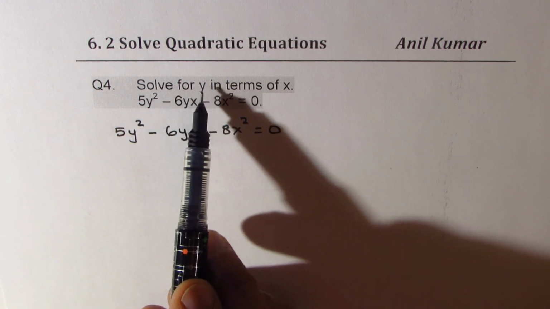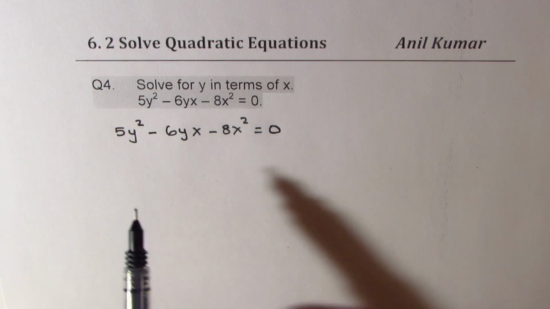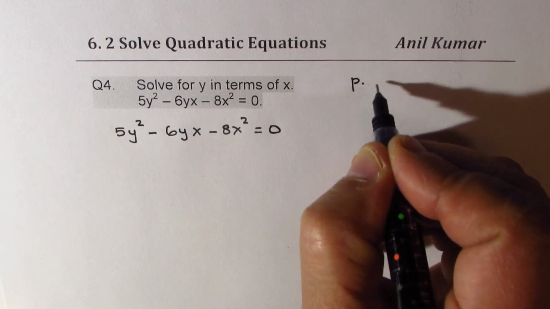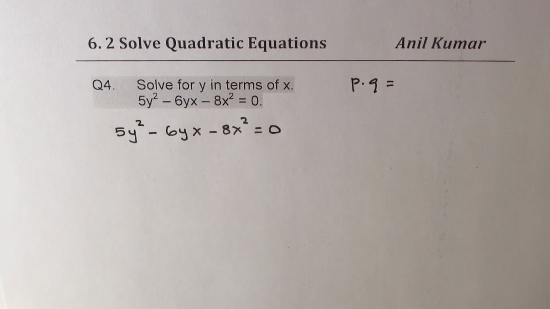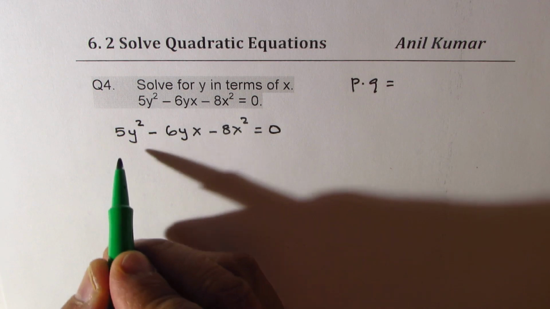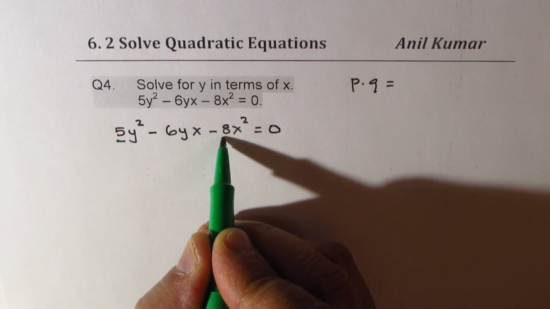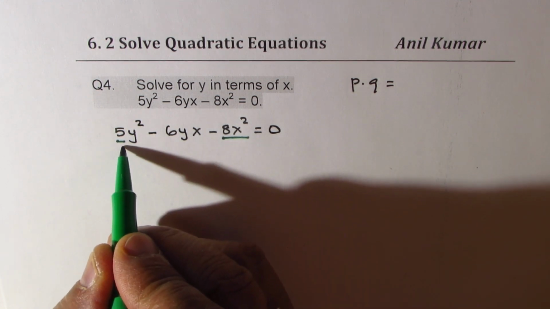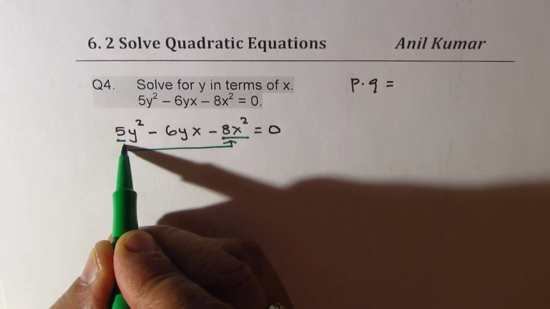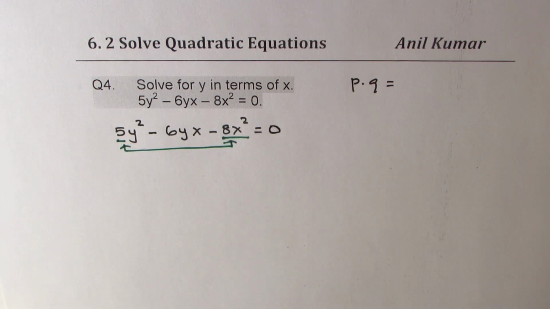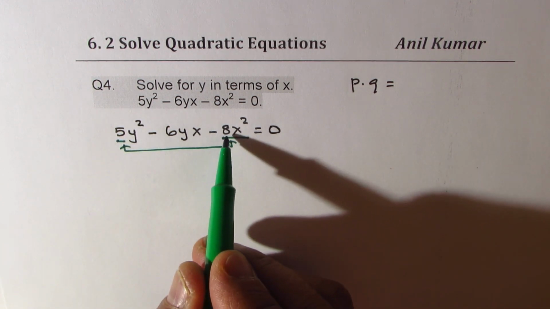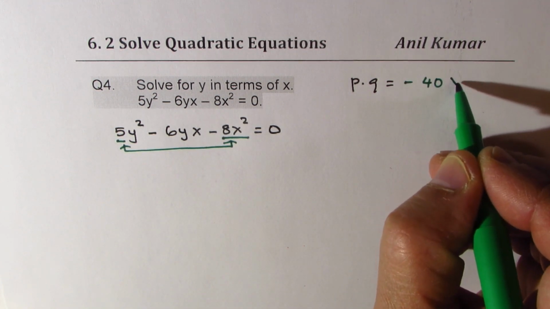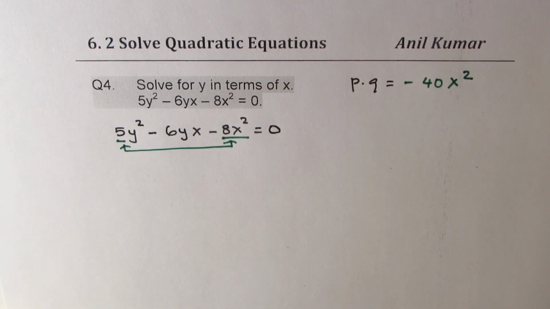Now we are saying solve for y in terms of x, right? So let's treat this equation in y. So now we are looking for product of two numbers as what? We are looking for product of two numbers as 5 times minus 8x square, right? So the product will be product of these two numbers. We'll treat x as a constant, right? So 8 times 5 is 40. So we're looking for negative 40x square. Do you get the idea, right?